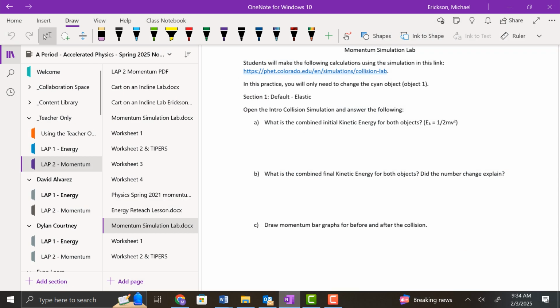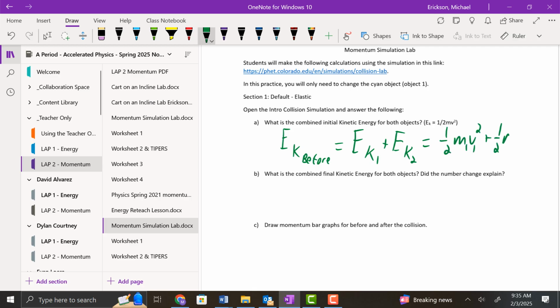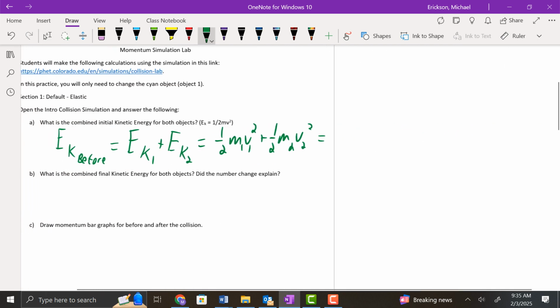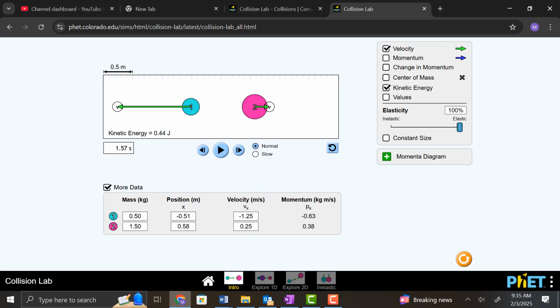So I'm going to go back here. EK before is equal to EK1 plus EK2. And I'll tell you now, this is how you would get 1/2 m1v1 squared plus 1/2 m2v2 squared. Now, some people will ask, well, object 2 is going to the left, object 1 is going to the right, so when they start, they're going in opposite directions.